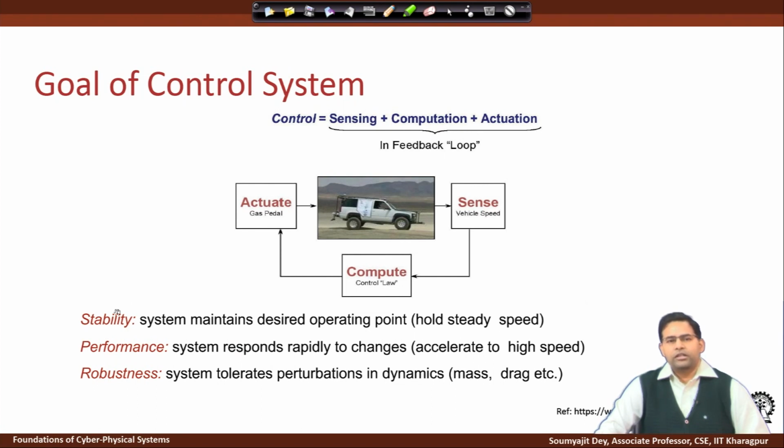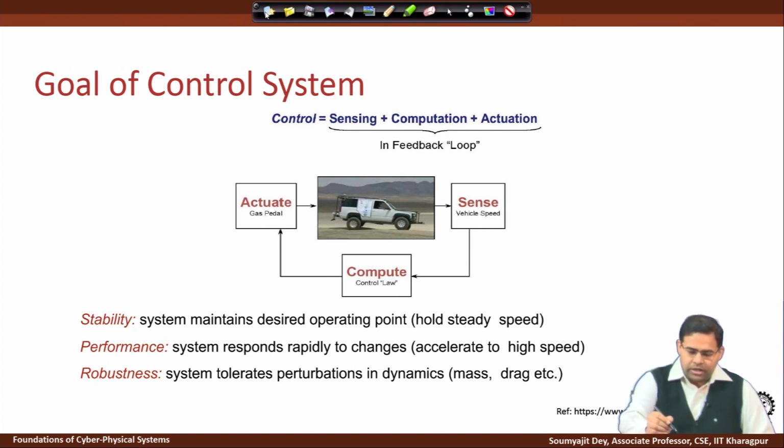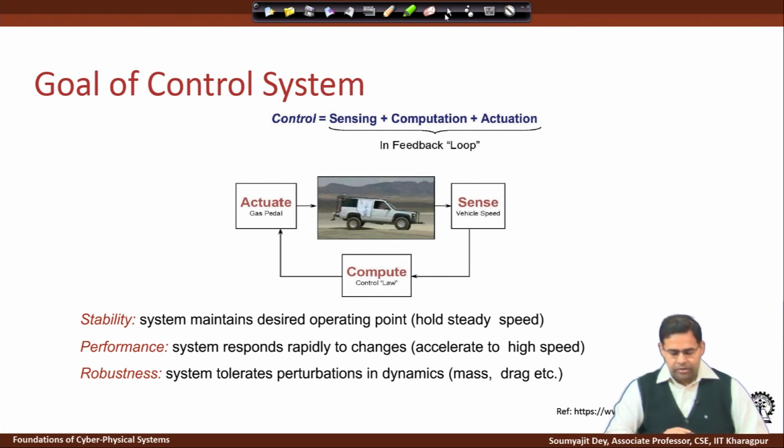Stability means, if I interpret it in this case, how nicely the system is able to maintain a desired operating speed. So, that is about stability, and then the question is performance. It is about how rapidly the system responds to requests of changes.